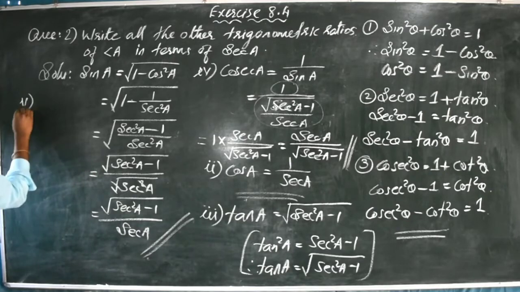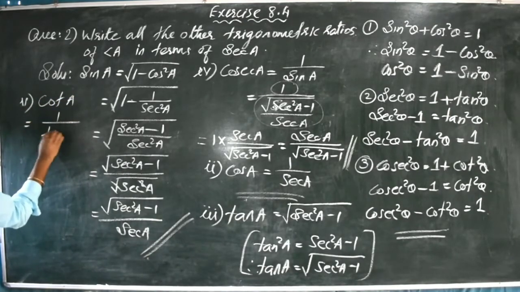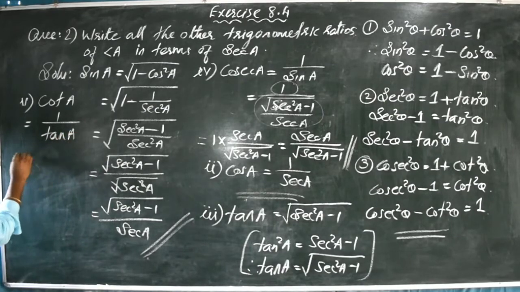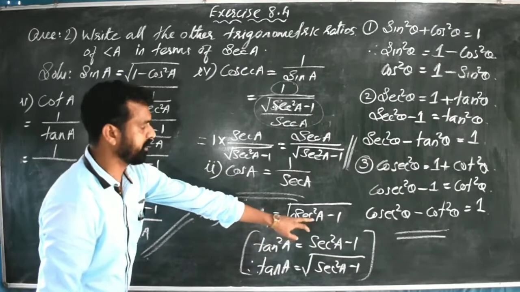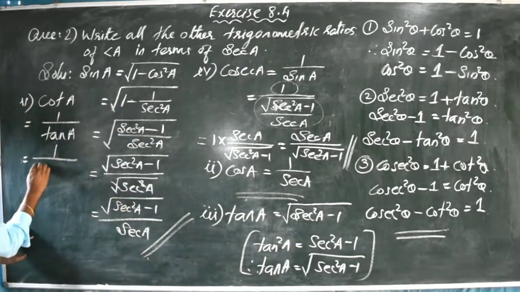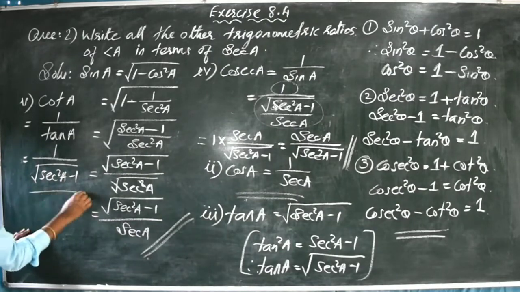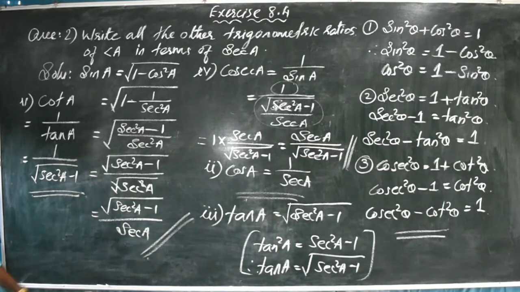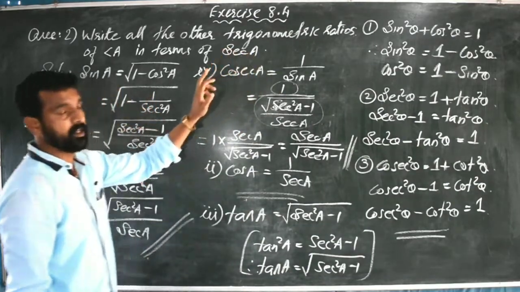Number 5, cot A is equal to, what is the formula? 1 divided by tan A. That is equal to 1 divided by, tan A we already got the value here, square root of sec square A minus 1. So 1 divided by square root of sec square A minus 1. That is the answer. So 5 trigonometric ratios we have expressed in terms of sec A.